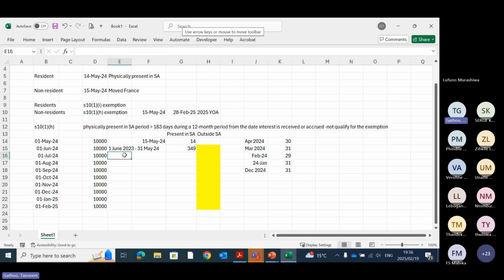For July, we're going to do the same thing. From what was the 12-month period preceding the 1st of July? So 1 July 2023 to 30 June 2024. How many days was she present in South Africa? That should give us 349 minus 30, or 31 minus 30. So she would have been present in South Africa for 319 days.